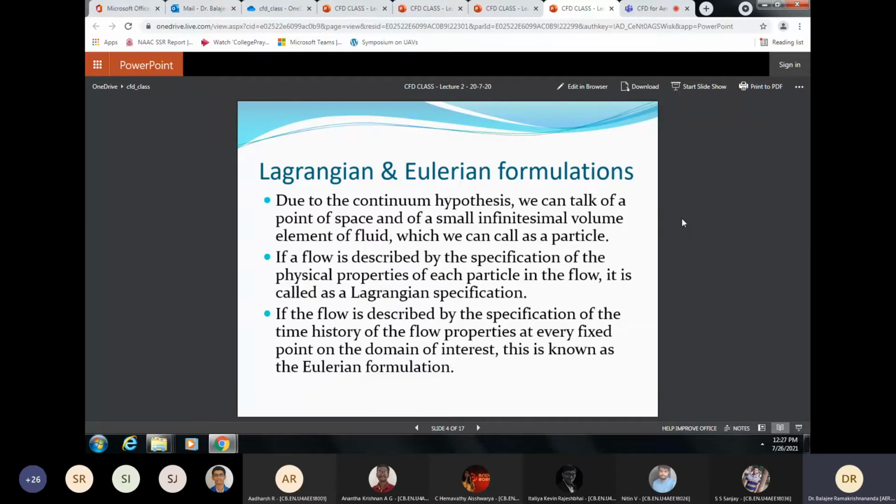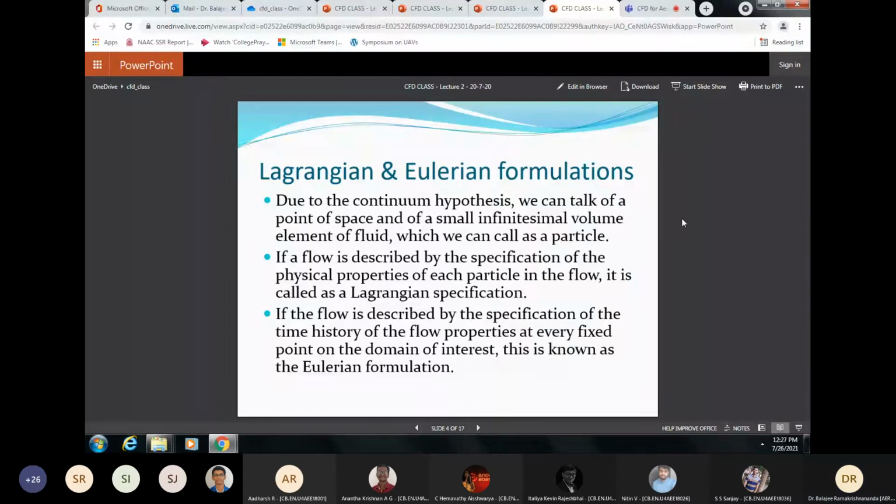This particle has so much velocity. This particle has so much pressure. This particle has so much density. Next particle has so much pressure, density, velocity. If you specify like that, it is called a Lagrangian specification.